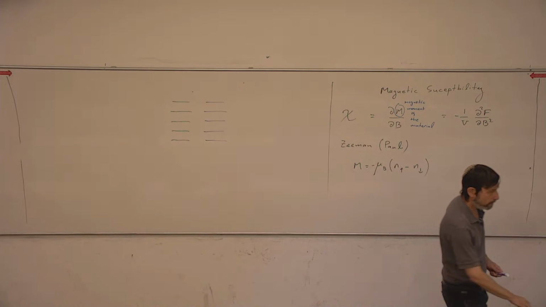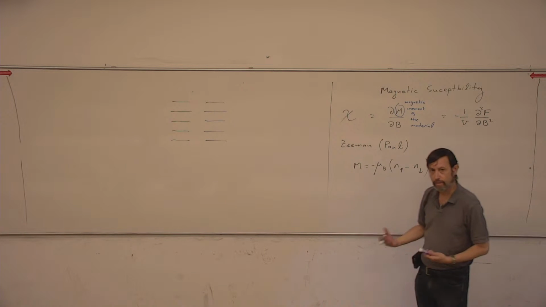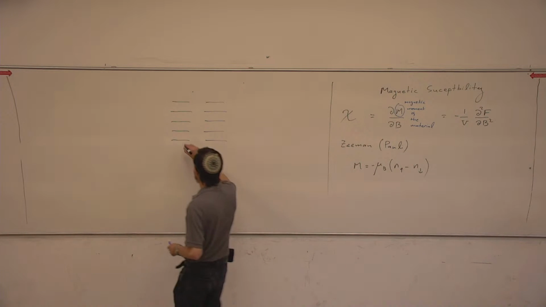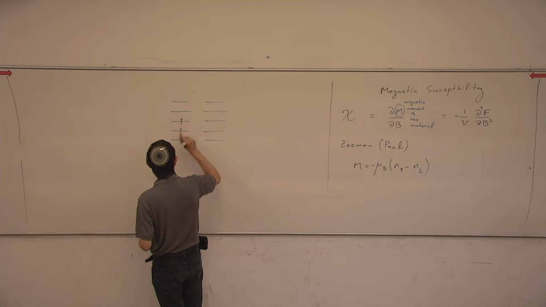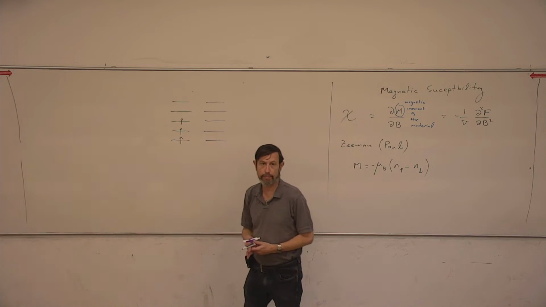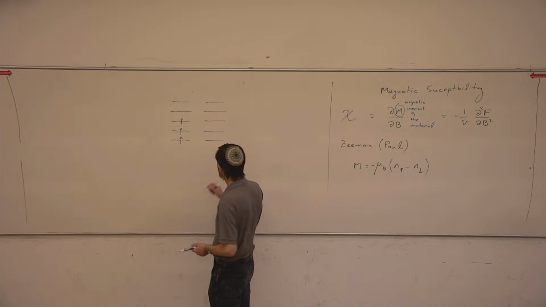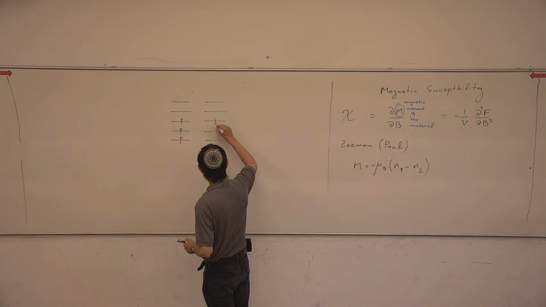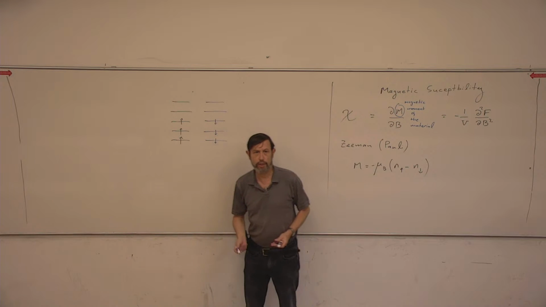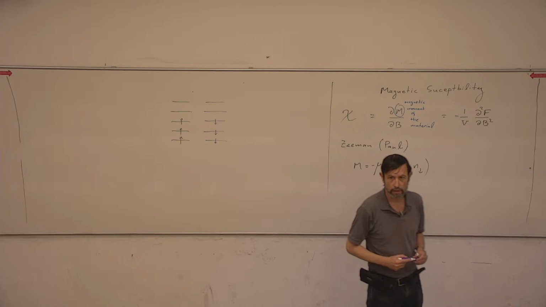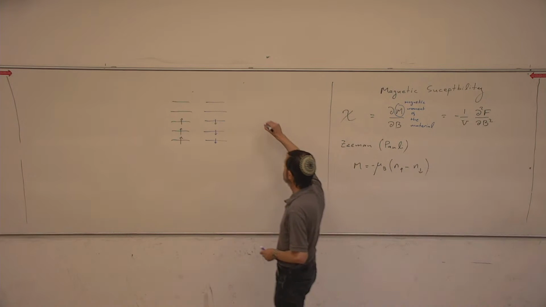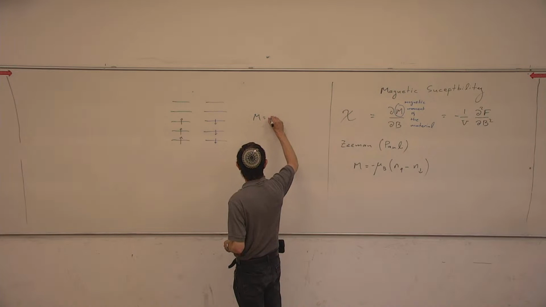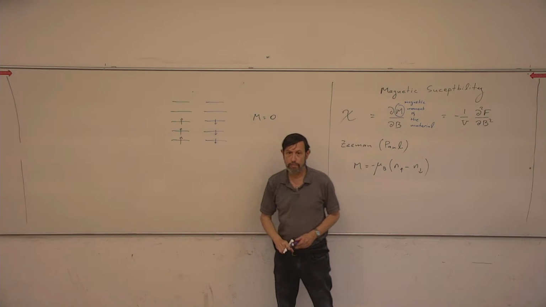Okay, with no magnetic field, I'll fill up half of the states with spin up, half of the states will be spin down, and in this situation, m will be equal 0.